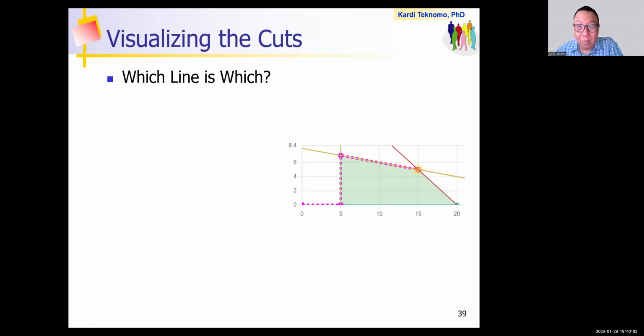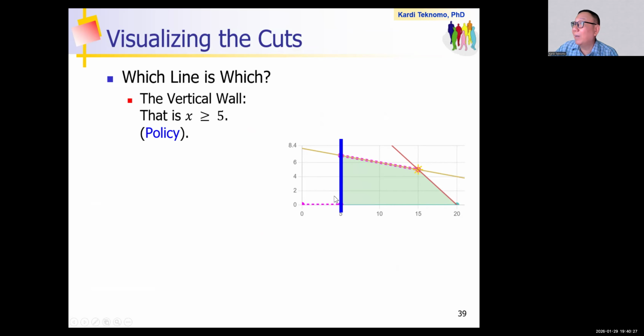Let's discuss in more detail each line, so that you will understand. See the vertical line here. What is this? This is x larger than 5, the policy from a while ago: the residential must be larger than 5. Can you see that? That is our housing policy. You cannot go to the left of that.